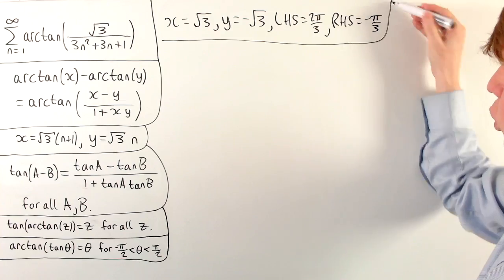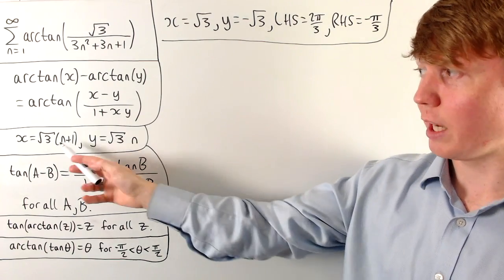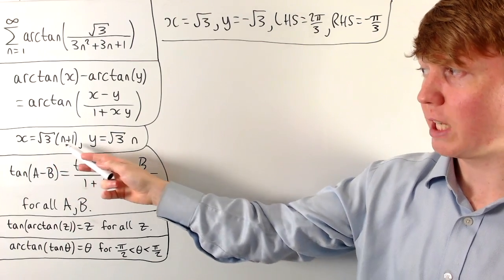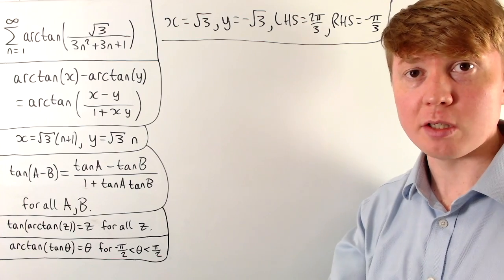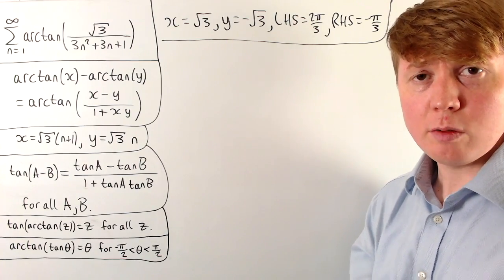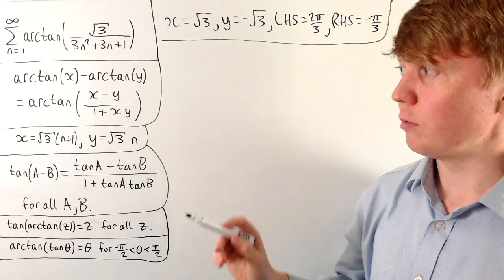So this doesn't hold for all values of x and y, however, it is going to hold for all values of x and y that we need. So we used x was root 3 (n plus 1), and y was root 3 n, where n was just a positive integer. So now we've got some new information to take in, which we're going to use to help us derive this for certain values of x and y.